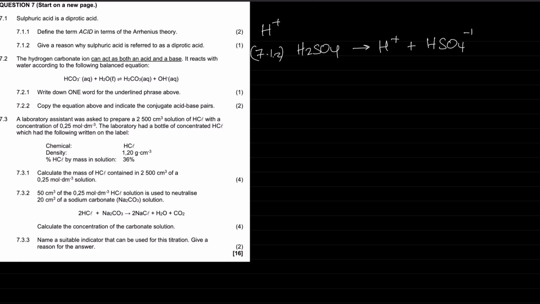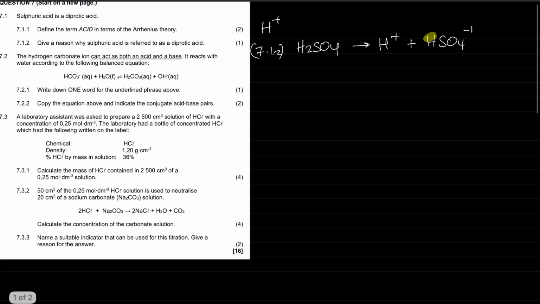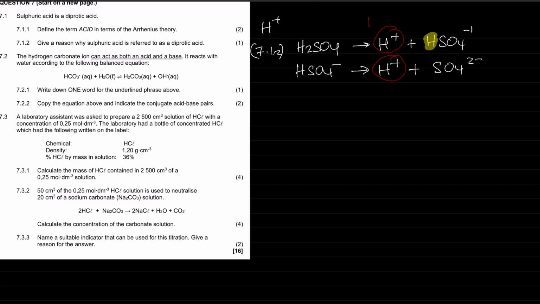HSO4 minus. There's still a hydrogen on it, so it can dissociate again. So the HSO4 minus can dissociate again as H plus, and then plus SO4 2 minus. Now if we count, it has dissociated once, it has dissociated twice. So it is diprotic because it will donate 2 protons.